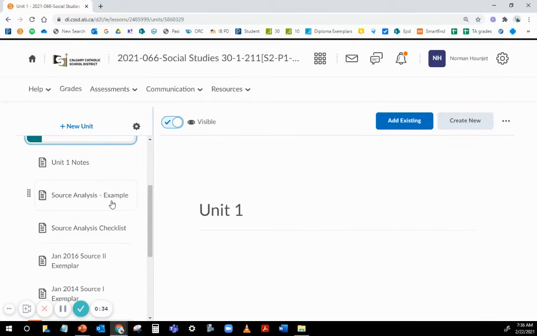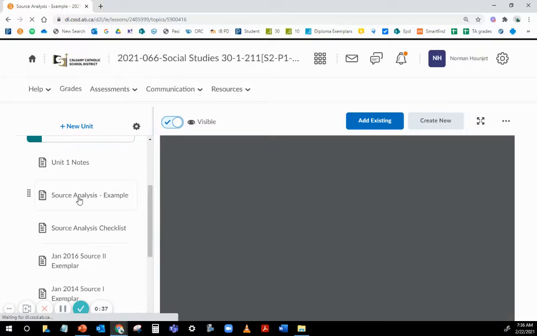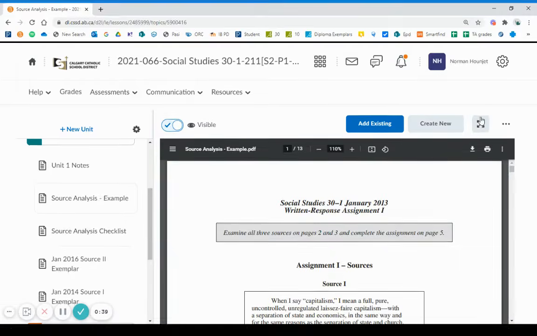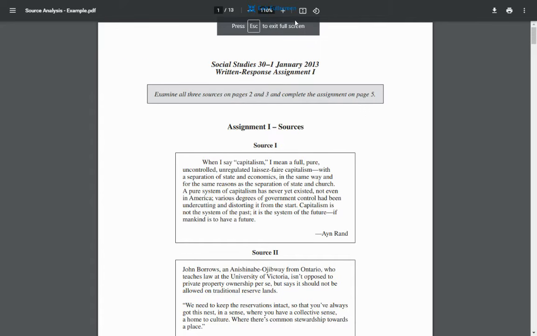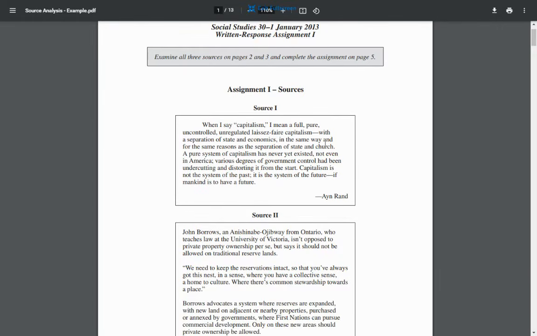And here I have the source analysis example. You can click on that, and there is an example from a few years ago. You can zoom in. And so my recommendation is take a look at this.